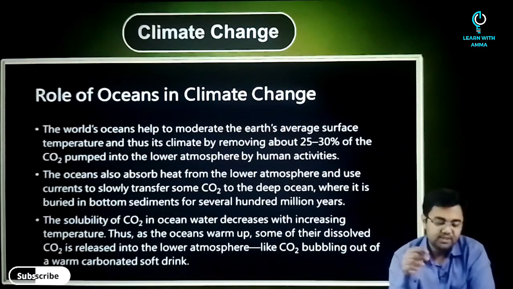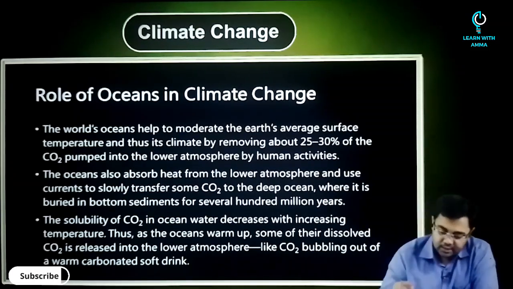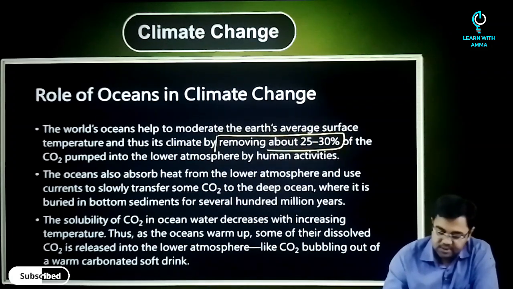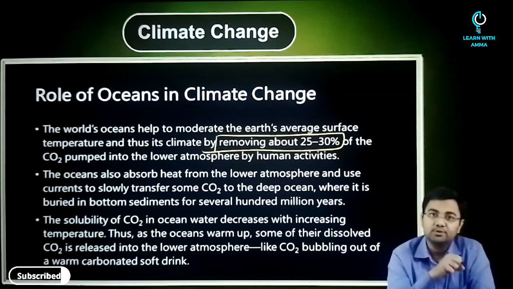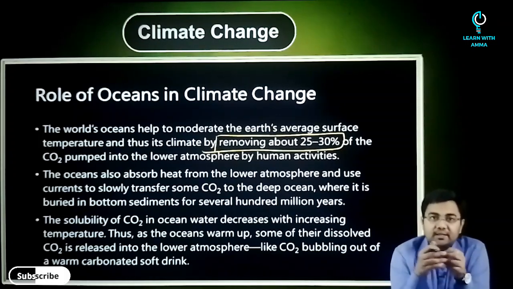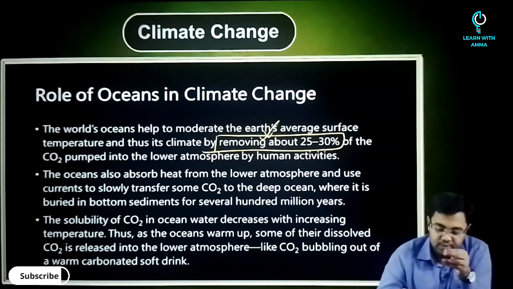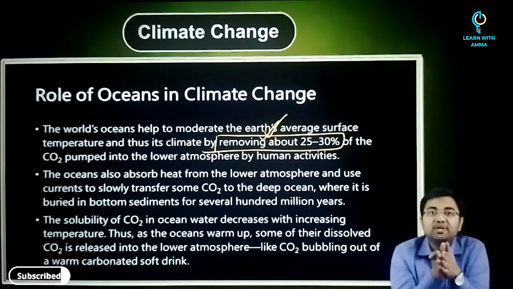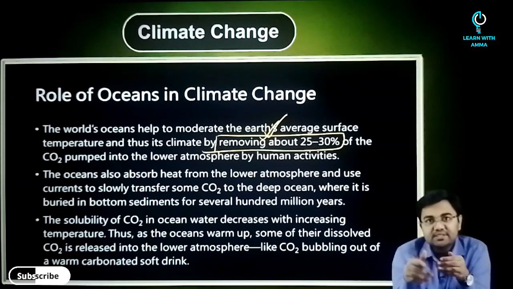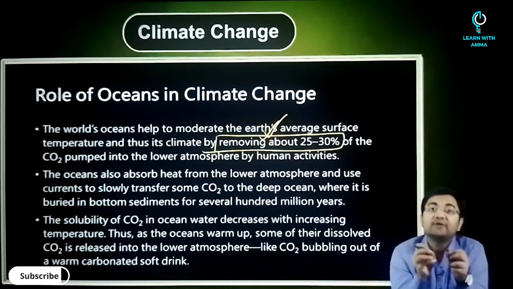Next, we need to understand the role of oceans in climate change. Again, you have to understand that approximately 25 to 30% of the carbon dioxide which is pumped into the lower atmosphere is absorbed by the oceans. Scientists have been able to identify that oceans help in moderating the Earth's average temperature. First of all, they remove at least 25 to 30% of the carbon dioxide given to the lower atmosphere by human activities. The oceans also absorb heat from the lower atmosphere, and with the use of currents it is slowly transferred into the deep oceans, where it is buried with the sediments for several hundred million years.